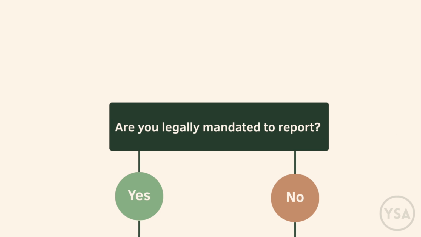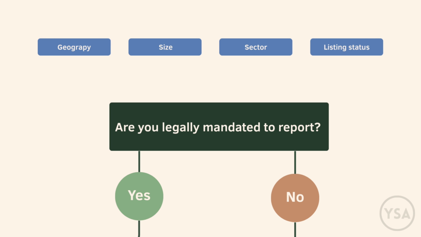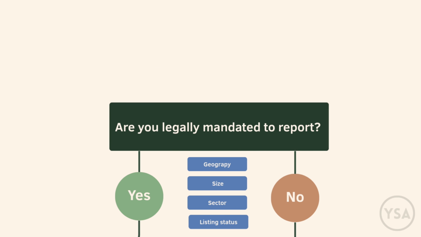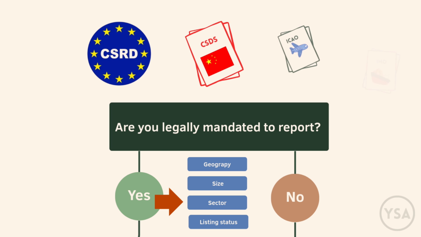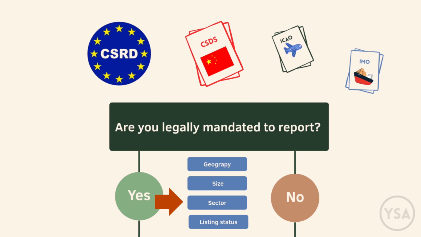The first question that a company needs to ask themselves is, are we legally required to do sustainability reporting? This is usually determined by four things: your geography, your company size, your sector, and your listing status. You could, for example, have to report to the CSRD because your company operates within the EU and is above a certain size. It can be CSDS because your stock is listed in China, or you can be hit by sector-specific reporting requirements such as IMO for shipping and ICAO for aviation.